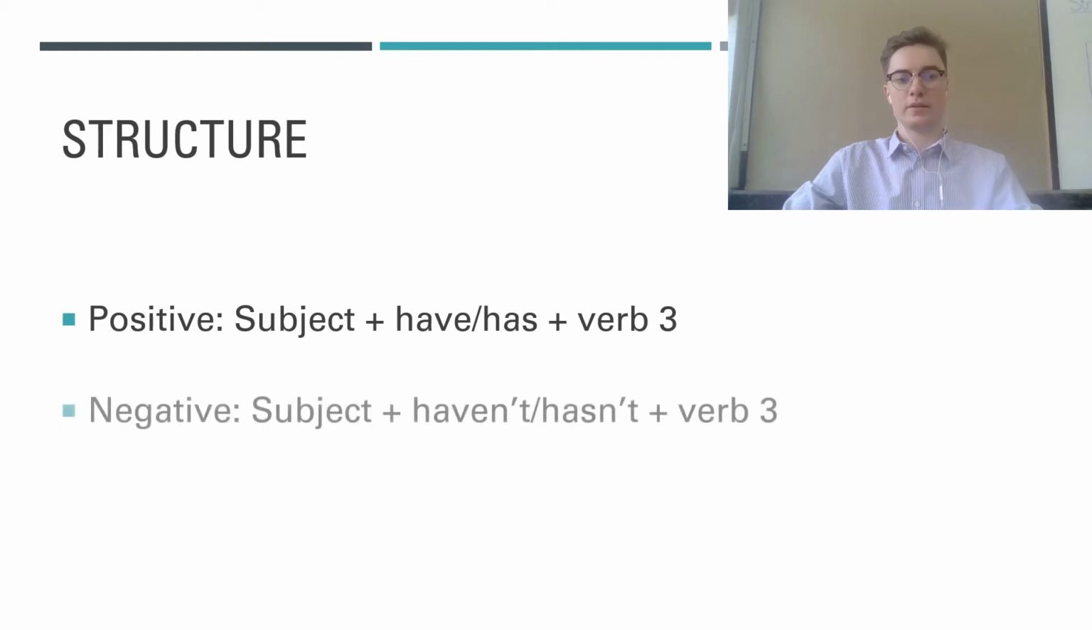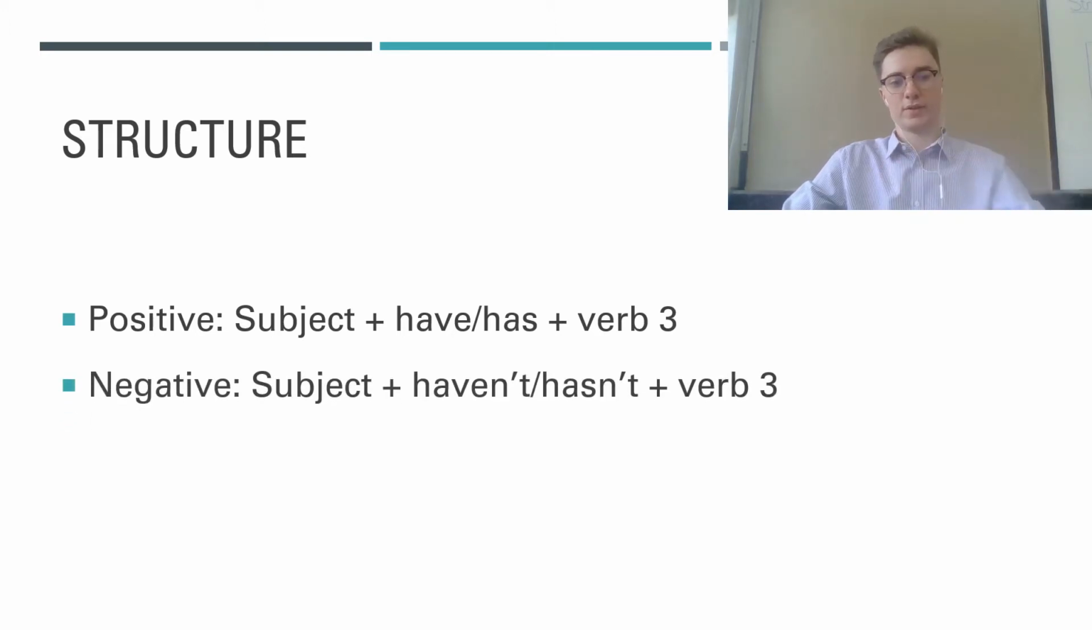To make a negative sentence in the present perfect tense, we need, again, a subject, and then we need to make have and has negative. So to do this, we say haven't or hasn't. Okay? And then we need verb 3.